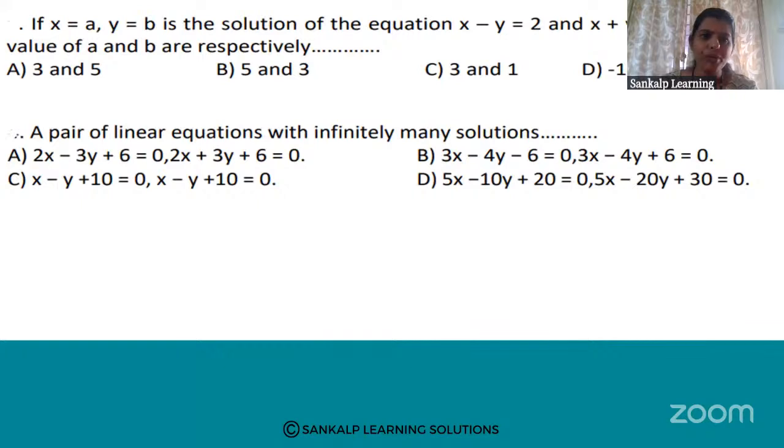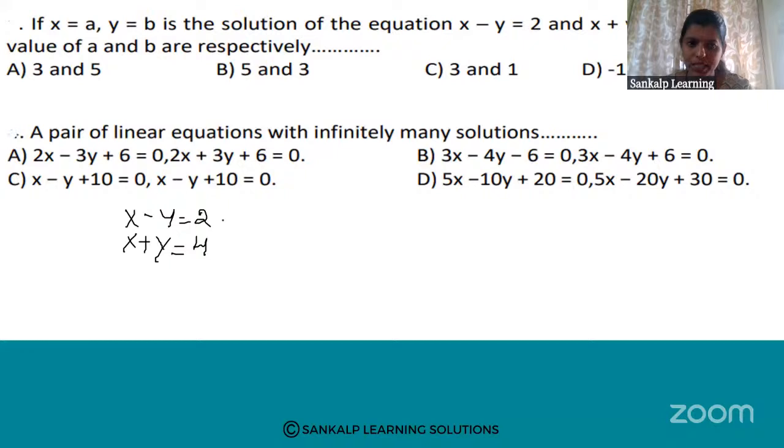Next, if x is equal to a, y is equal to b is the solution of the equations x minus y is equal to 2 and x plus y is equal to 4, then the values of a and b are respectively. What they have given: x minus y is equal to 2 and x plus y is equal to 4. See, it is the same as the previous question. Same question, but here they have given x is equal to a.